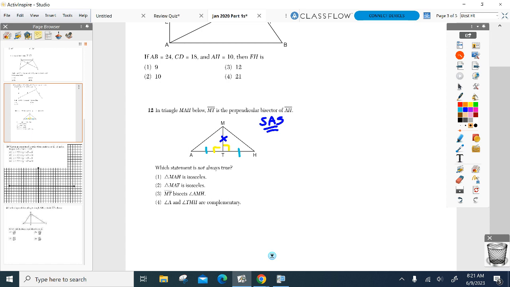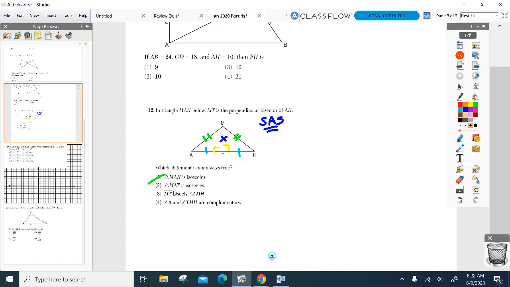Is MAH isosceles then? MAH, would it be isosceles? Yeah, why? Because by CPCTC, MA is congruent to MH. That's true. Is MAT isosceles? Remember what it means to be isosceles. Two sides need to be congruent in that triangle. Then name the two sides that are. Which ones? ATN. MA. How do you know that?